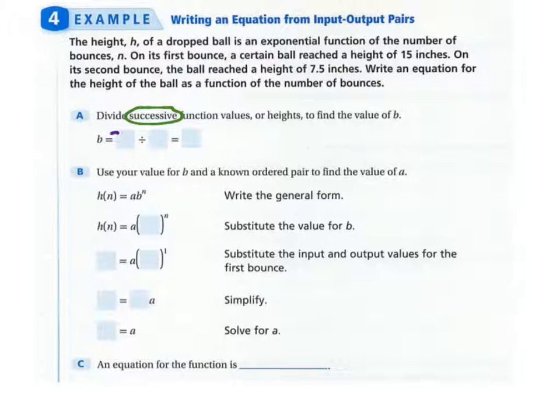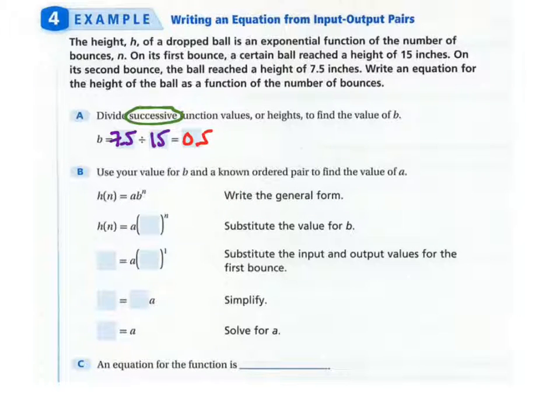So we're going to divide 7.5 by 15. And when we do that, we will get 0.5. So the value of b is 0.5. Each time it bounces, it only comes up half as high. Use your value for b and a known ordered pair to find the value of a.